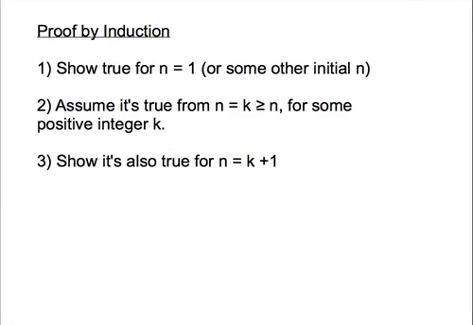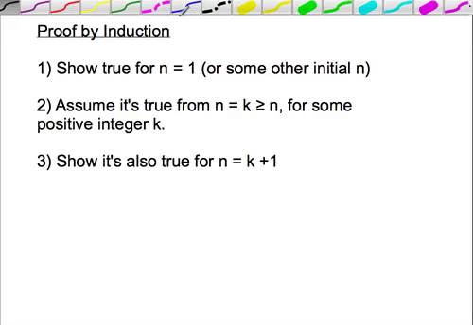So there's basically three steps to proof by induction. First, you show that it's true for n equals 1 or some other initial n, the starting point. Then assume that it's true for n equals k, and then show it's true for n equals k plus 1. So I'm going to use this method to do some proofs.